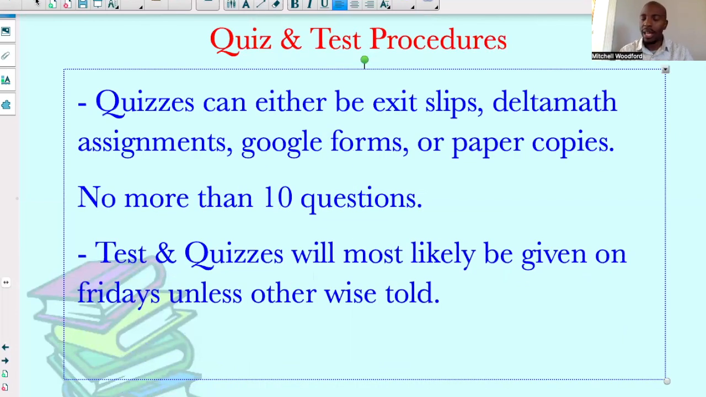Quizzes and tests, they can either be exit slips, Delta Math assignments, Google Forms, or paper copies. Quizzes can be a different thing, but know that a quiz will not be more than 10 questions. The test will most likely be given on Friday, and that can range anywhere from 20 to 30 questions on a test, okay? And tests are normally at the end of a unit, so just keep that in mind, all right?